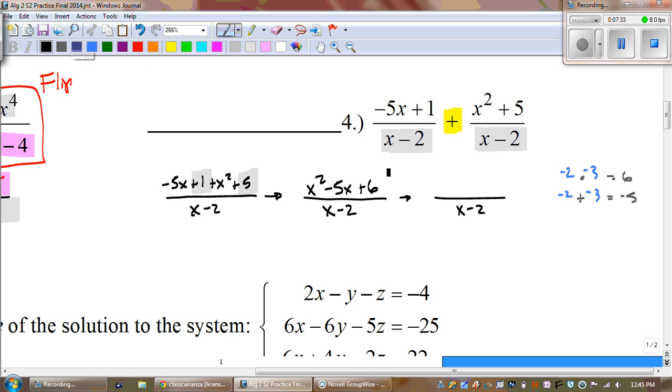So the numerator, the top, is now x minus 2, x minus 3. And does anything cross out? Yeah, x minus 2. So then our final answer is x minus 3.